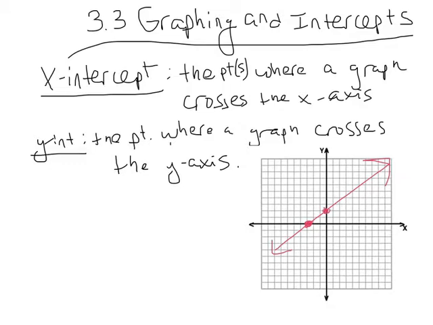it crosses the y-axis. So the place where it crosses the x-axis is right here, and it looks like its coordinates are approximately -3, 0. That would be the x-intercept. Over here is the y-intercept. Looks like it crosses at 0, 2. And we would write that as the y-intercept.